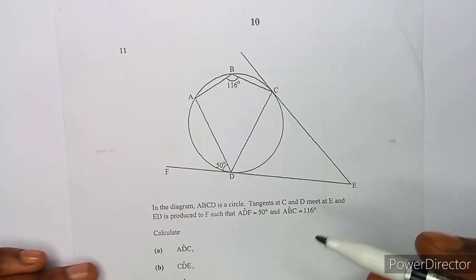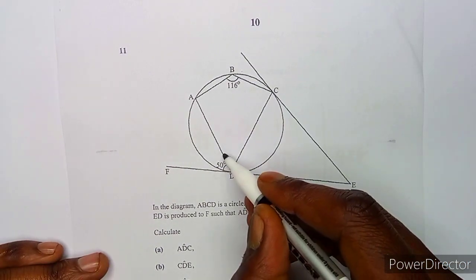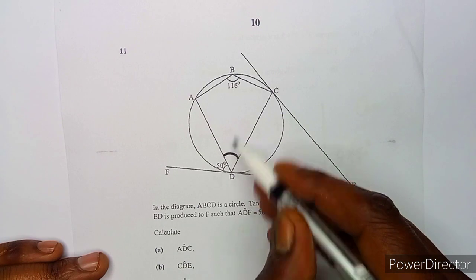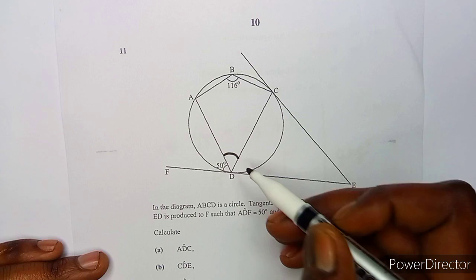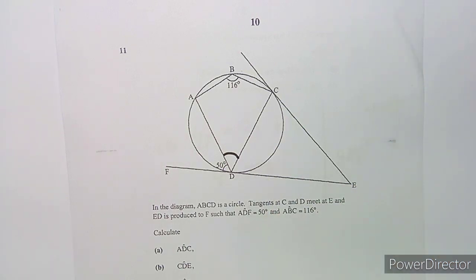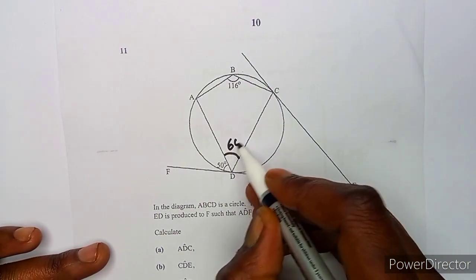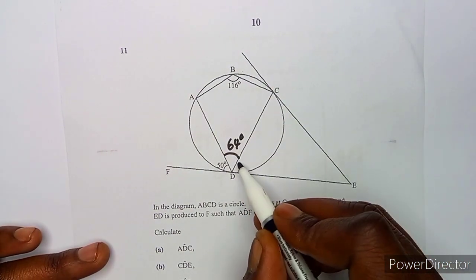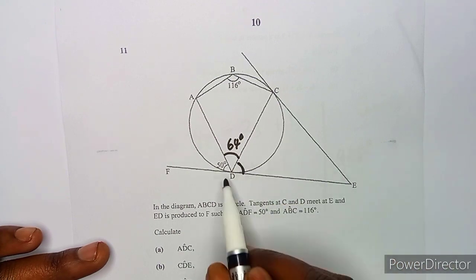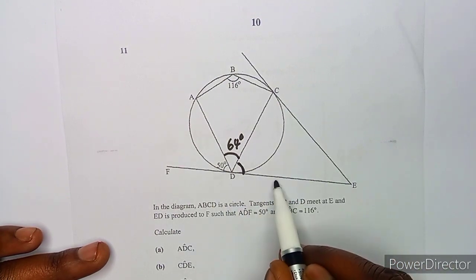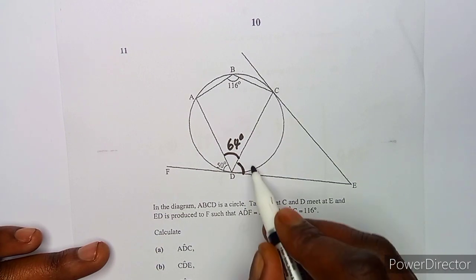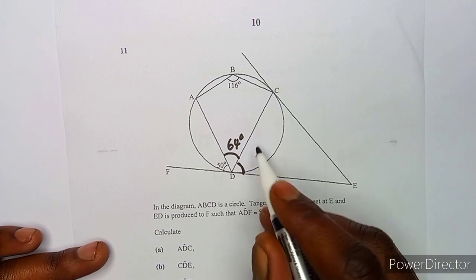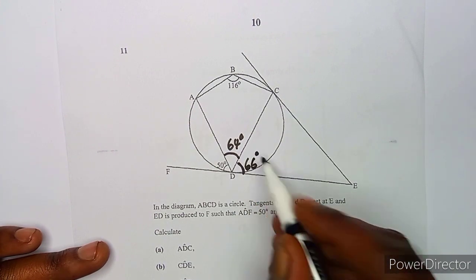So that's a cyclic quad, and we know that opposite angles of a cyclic quad are supplementary. That is, they add up to 180. So to find this angle, you can simply subtract from 180. That's 180 minus 116, and this is 64, guys. Okay, then what else? We can also find this angle, angles on a straight line. So we can subtract from 180 here. We subtract properly, guys, and this is going to give us something like 66 degrees.